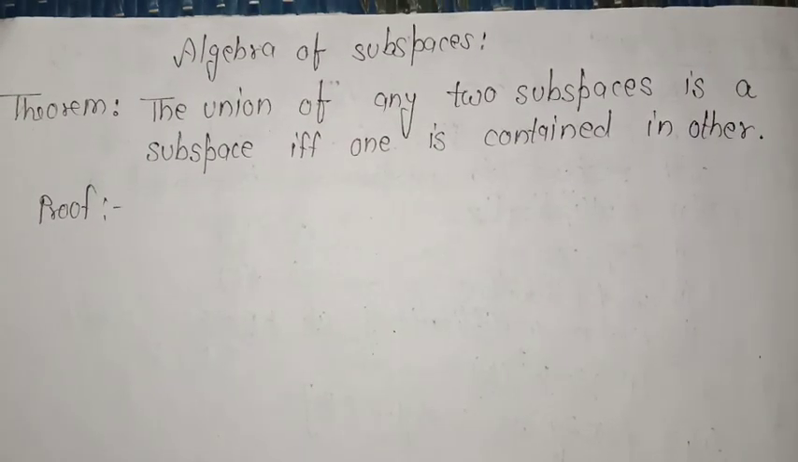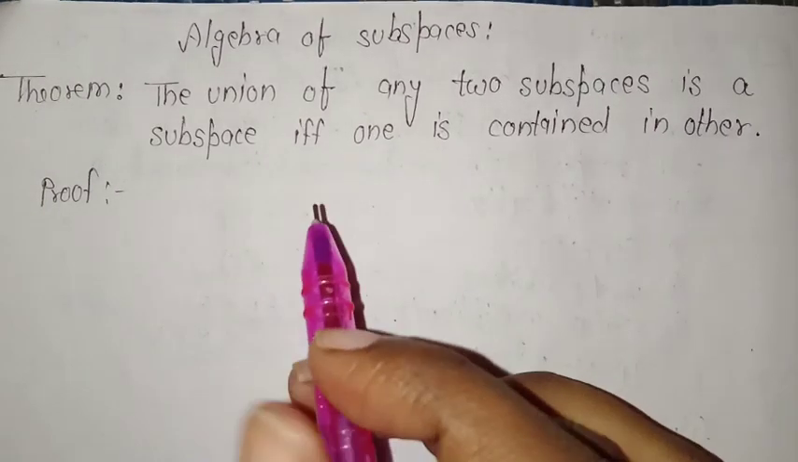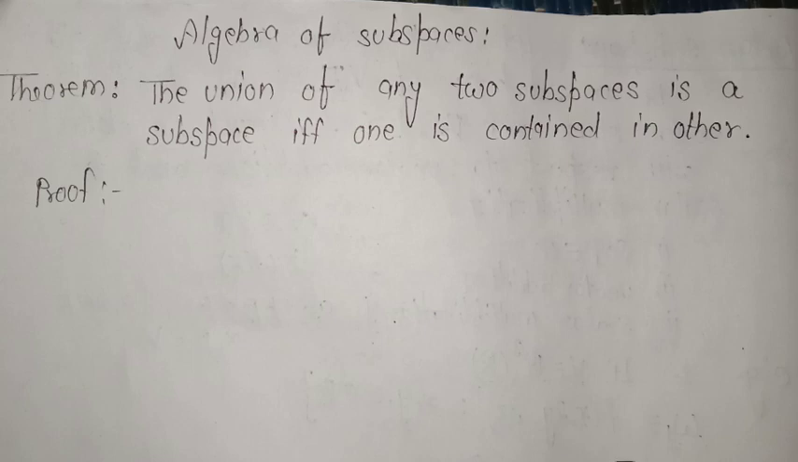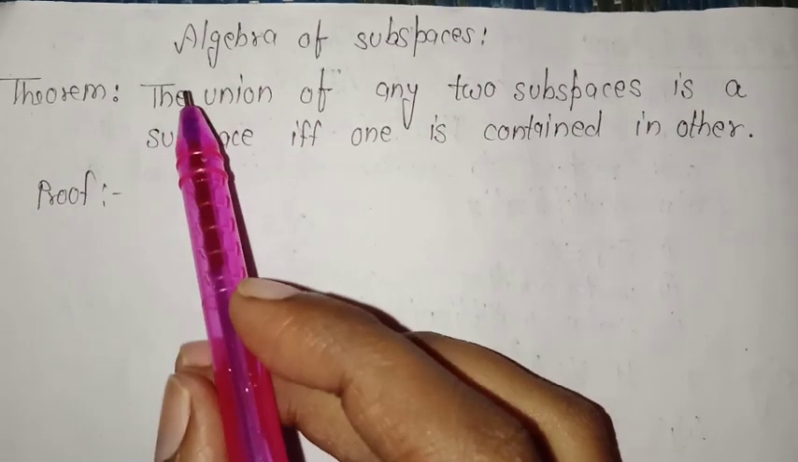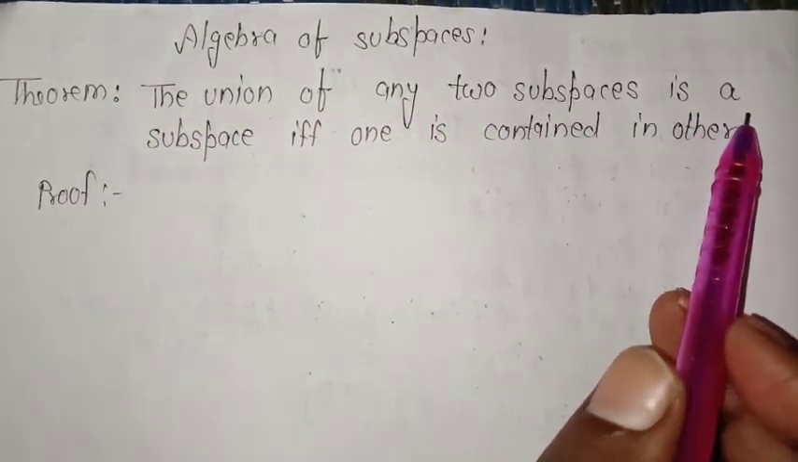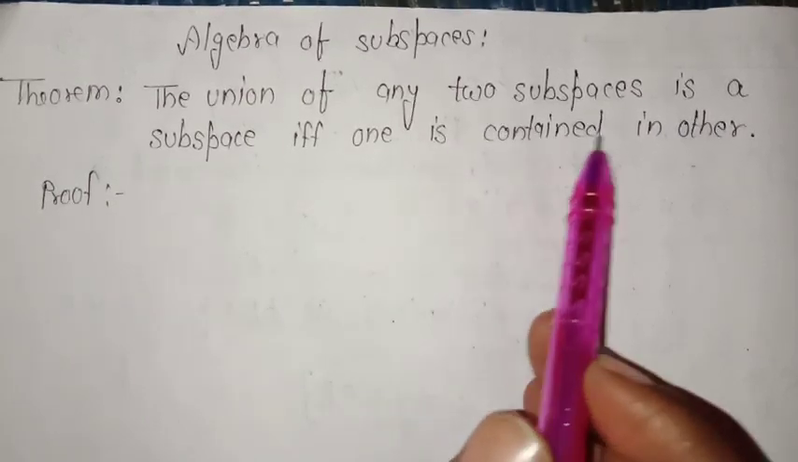In my last lecture, I was discussing the algebra of subspaces, in which I told you that the intersection of two subspaces again forms a subspace and the union of two subspaces need not be a subspace. Then I told you about a theorem: in what cases we can say that the union of two subspaces will again be a subspace. So there are some conditions, that is, the union of any two subspaces is again a subspace if and only if one is contained in the other.